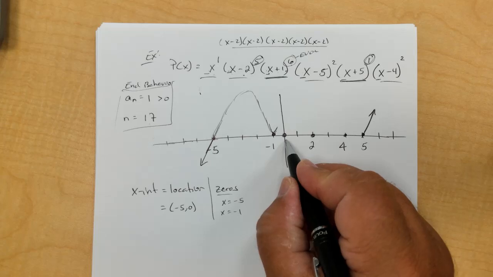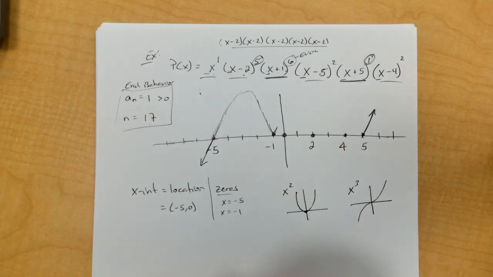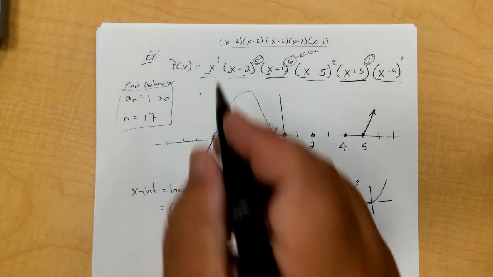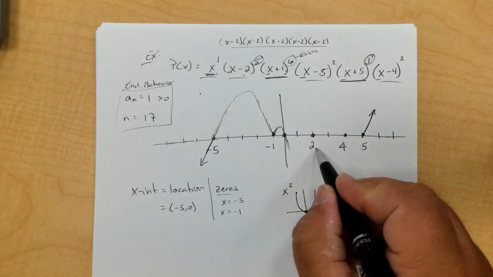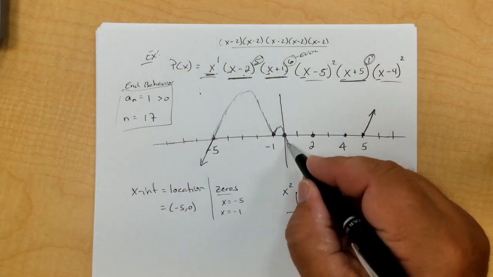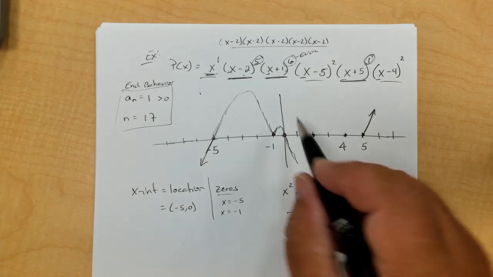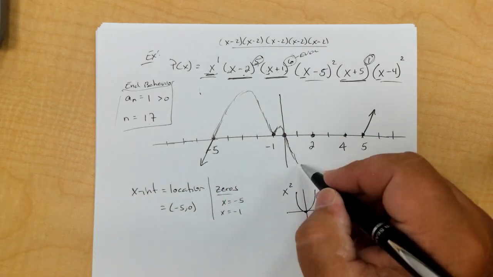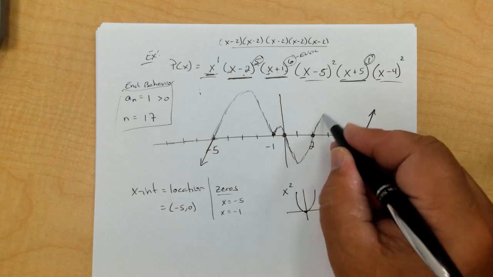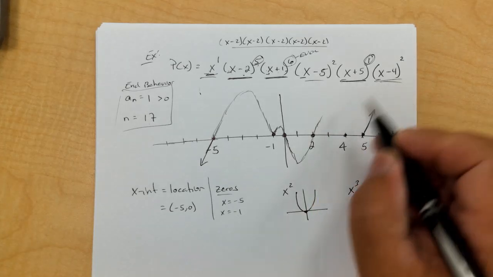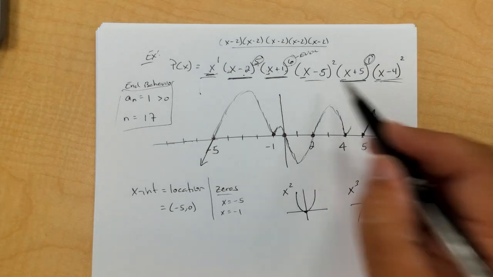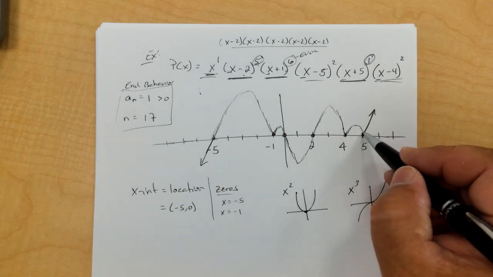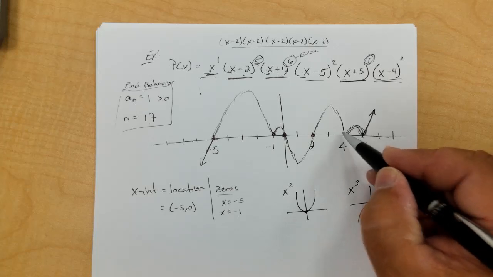What happens at 0? It crosses because the multiplicity is 1. So we know it's going to do this. At 2, also going to cross because it's 5, it's odd. At 4, it bounces. At 5, it's also going to bounce since it's an even number. Very good. So it looks something like this.